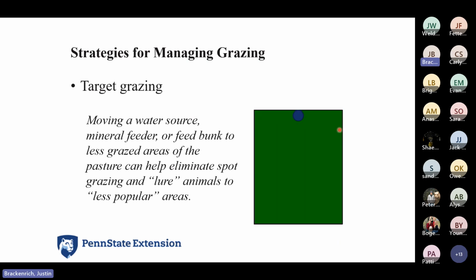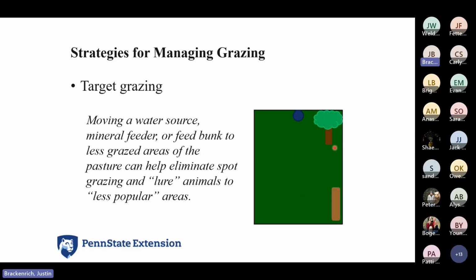The other strategy we can talk about quickly is target grazing, right? We've got these areas where the livestock are really going to want to congregate around water or around trees, right? But if we have something like a feed bunk, we can move that to kind of get this deposition of manure and urine to different areas.